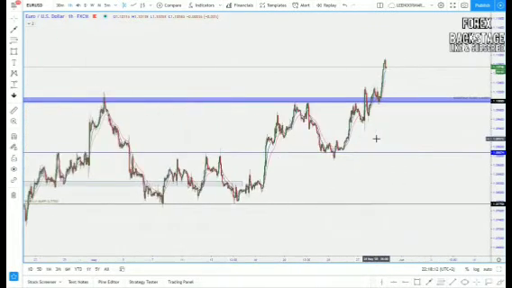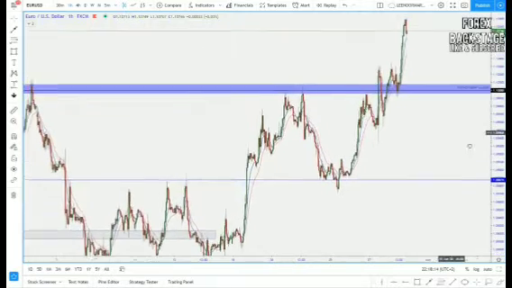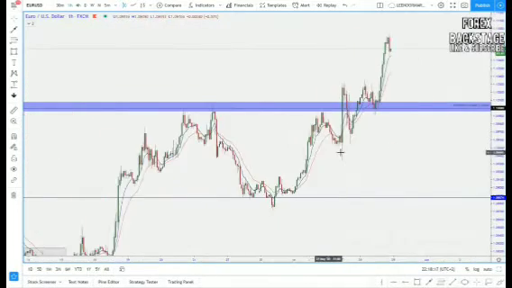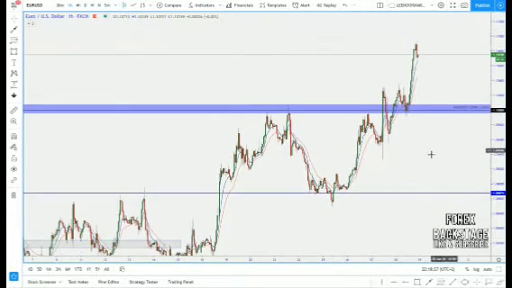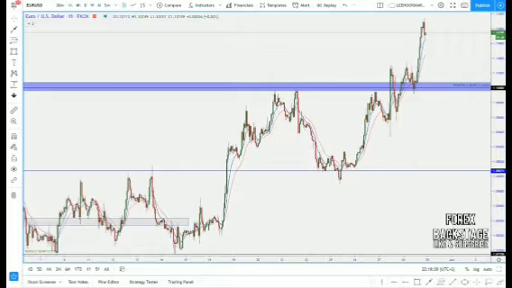Quite happy with the progress, honestly. Beautiful move. You can see how these levels are so accurate. At the end of the course, you will be given the levels of all these pairs that I watch, so don't worry about getting the levels accurately. But for now, just keep on practicing.